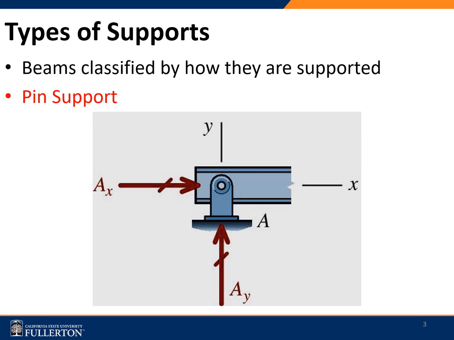Now, beams are characterized by the types of support. That means we classify them by the manner in which they are supported. We have primarily three different types of supports. The first one is a pin support.